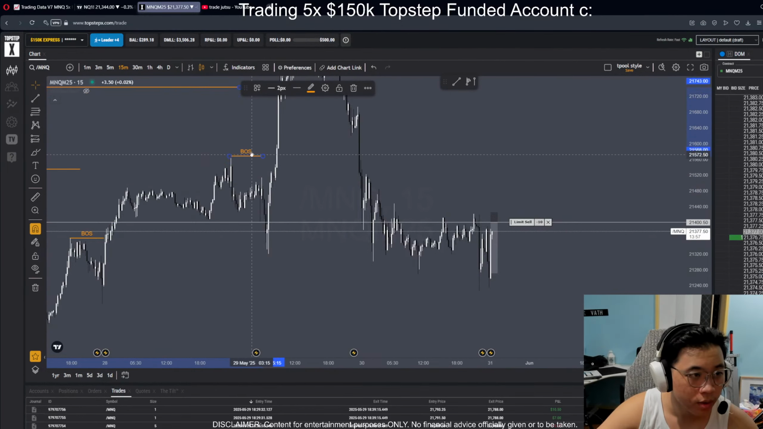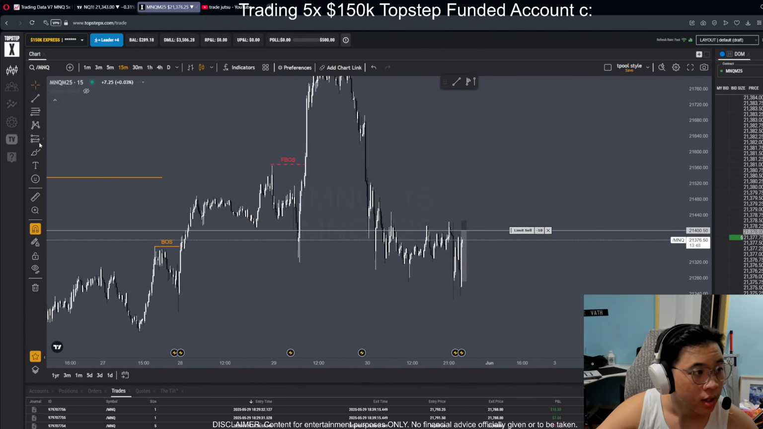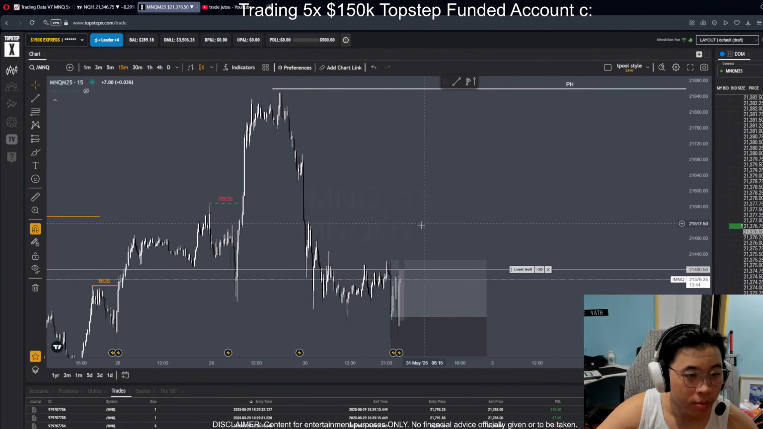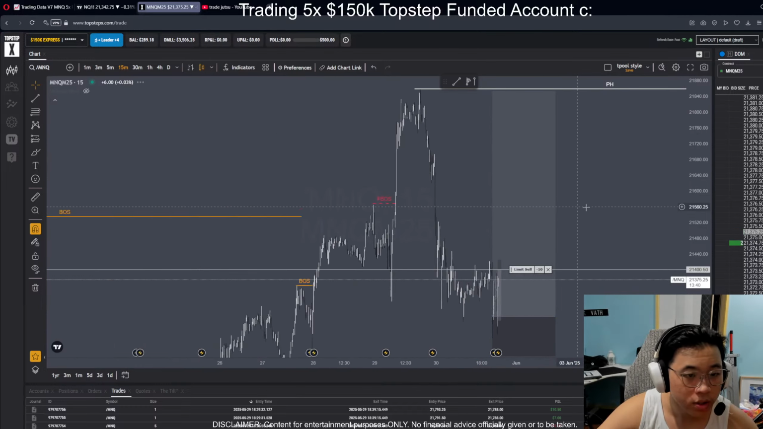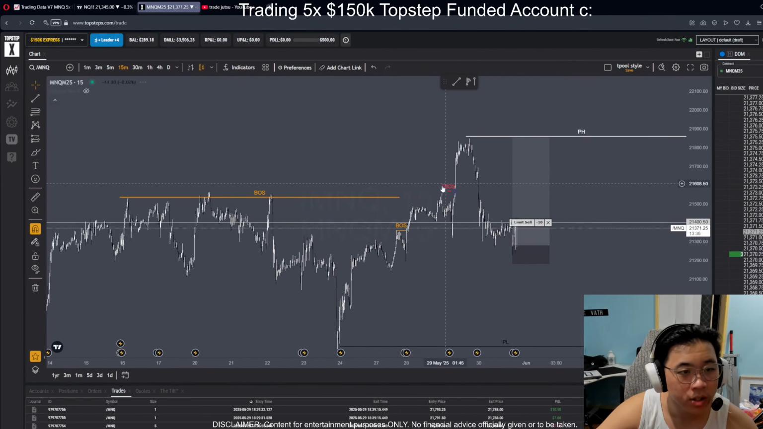and then we use this one here as an FBOS. Technically, this could be a play for a long, realistically speaking, from there to there, which is still valid. Honestly, that is a valid play. FBOS is kind of choppy. It does fit the high time frame bias, which is bullish on the 4 hour.